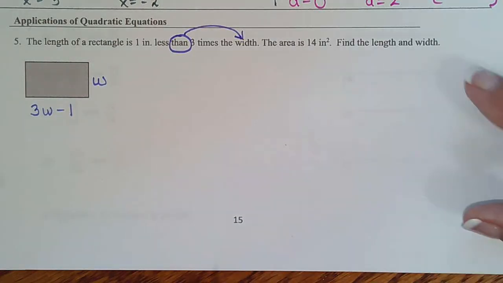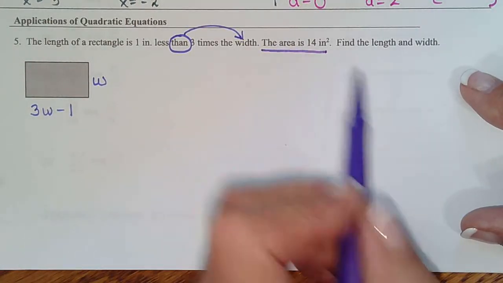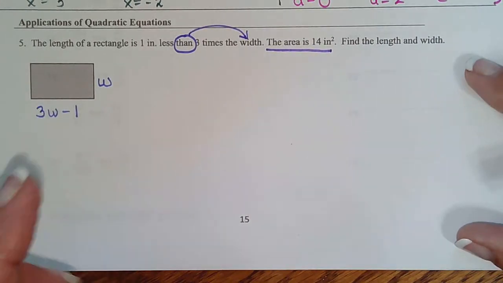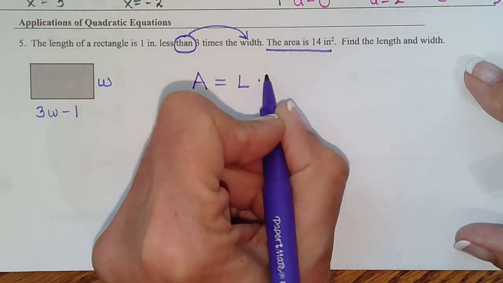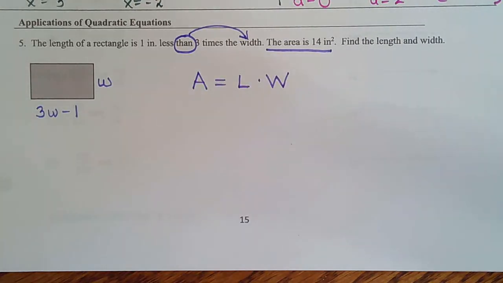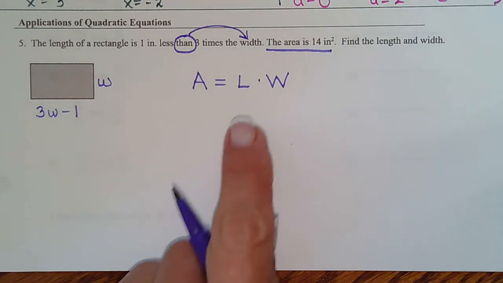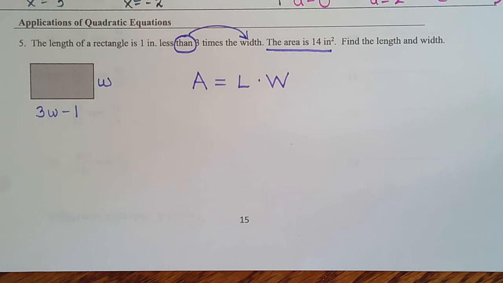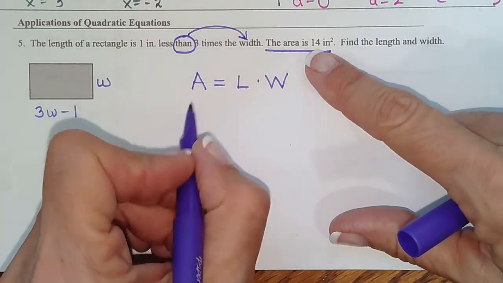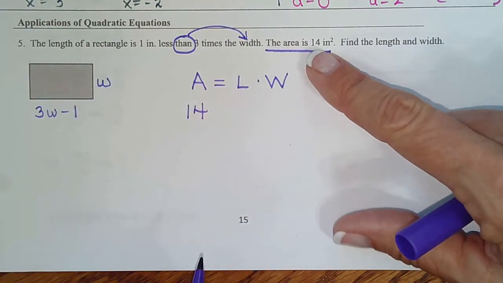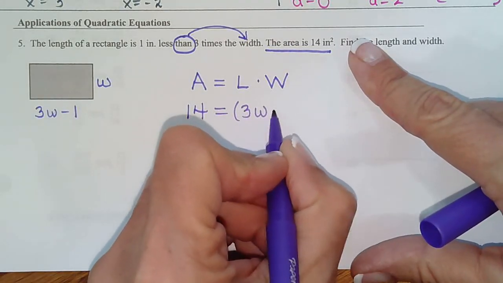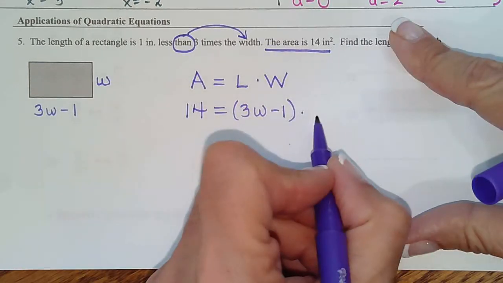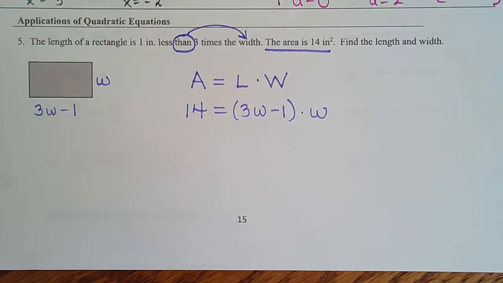Now we need to keep reading: area. Do you all remember the formula for the area of a rectangle? Area equals length times width. Anytime I see the word area or perimeter, the first thing I do is write down the formula, because I know my next step is to fill in everything I know. Do I know area? Yes, 14. Then I don't need to write the inches squared; I can write that later. Do I know the length? Yes, 3W minus 1. Do I know the width? Yes, W. So I filled in my whole equation.